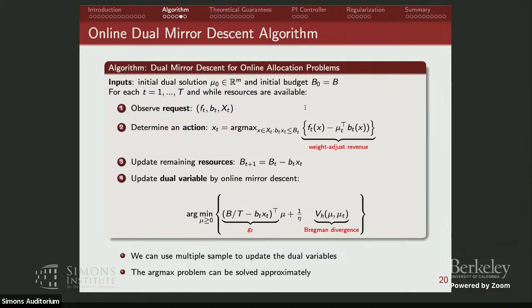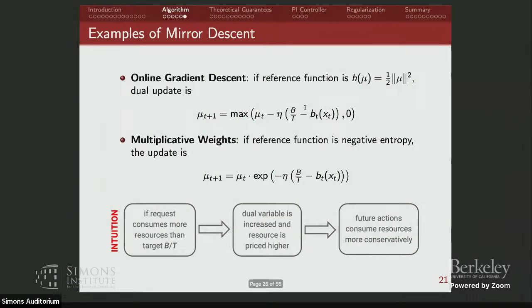Here I use mirror descent. This part here is the subgradient, b over T minus b_t x_t, and it should be a function. The last part is the Bregman divergence. It's just mirror descent. Furthermore, if we choose h to be one half the norm squared, then we recover online gradient descent, where we project onto the positive axis. If you choose h to be the negative entropy, then you recover the multiplicative weight update. So here is the algorithm.